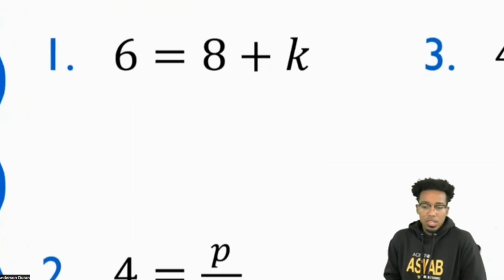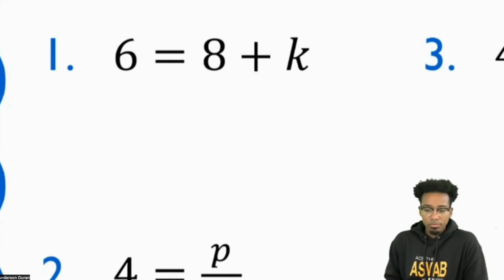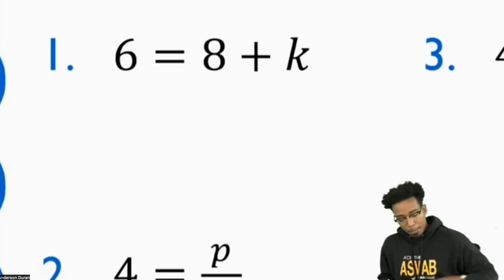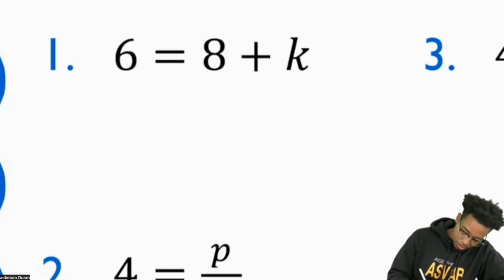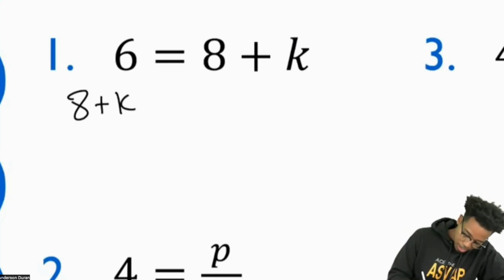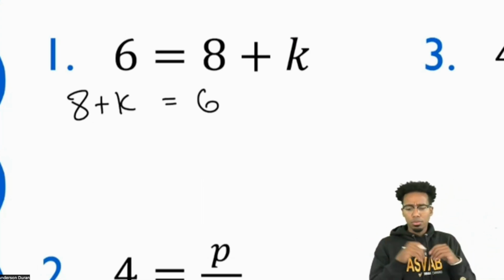So we have 6 equals 8 plus k. Okay, 6 equals 8 plus k. Now, here's the thing. If I were to frame this a little differently, I bet a lot of you would be a lot more comfortable with this problem. Everybody, is 6 equals 8 plus k the same thing as 8 plus k equals 6? Can I swap the sides in an equation and it'll still be true?